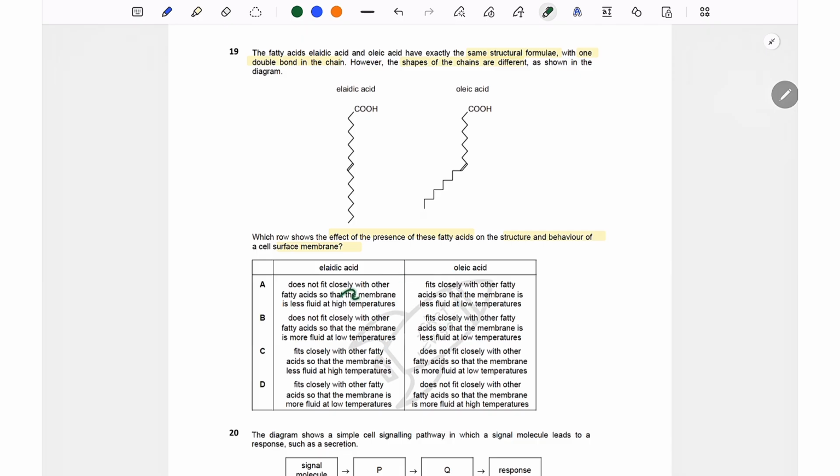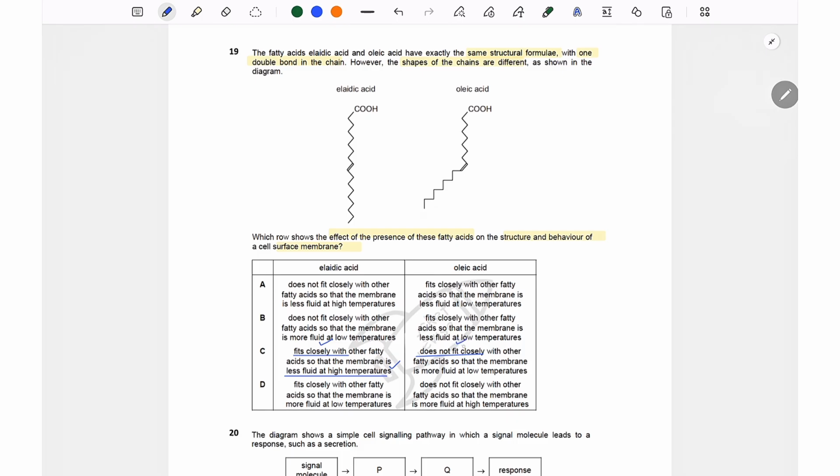Also, they are talking about fluidity. So when it does not fit closely together, it won't be less fluid at high temperatures. So that's also wrong. C fits closely with other fatty acids, so that the membrane is less fluid at high temperatures. So this is correct because if it's packed closely together, then when temperature is high, it's going to make sure that it doesn't get too liquidy, it's less fluid. So this is correct.